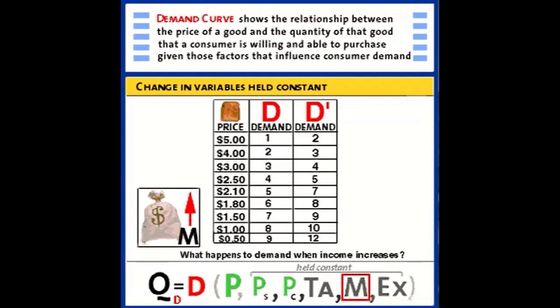Now, at a price of $5 per loaf, this household wants 2 loaves of bread per week instead of 1. At a price of $3, this household used to want 3 loaves of bread, now they want 4, and so forth, all the way down the schedule. You will see that after an increase in income, this household wants to buy a larger quantity of bread at every price. And that's going to be important language for us as we look at how changes in variables influence the demand curve.